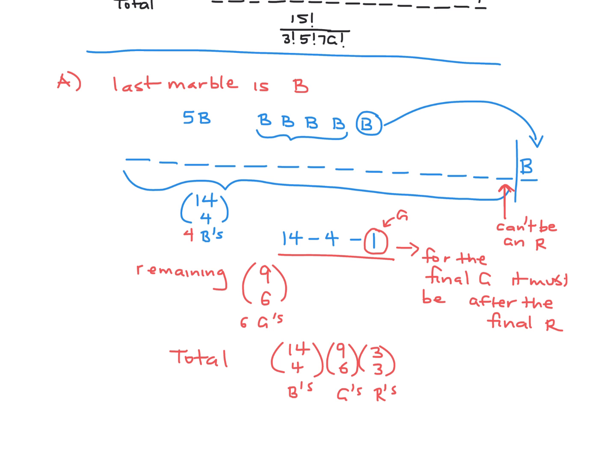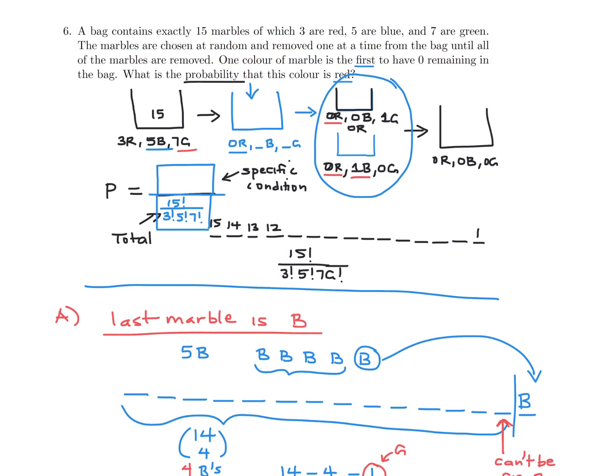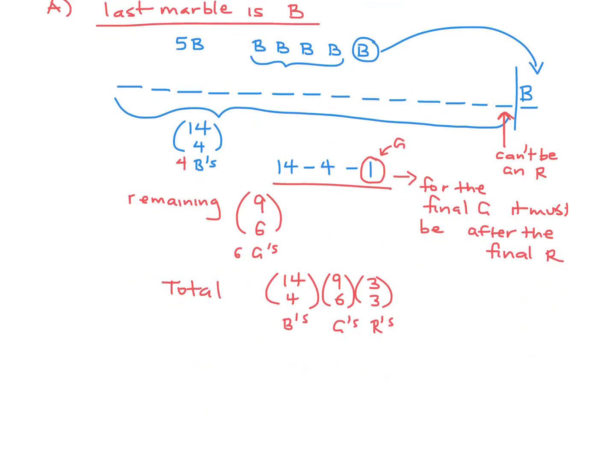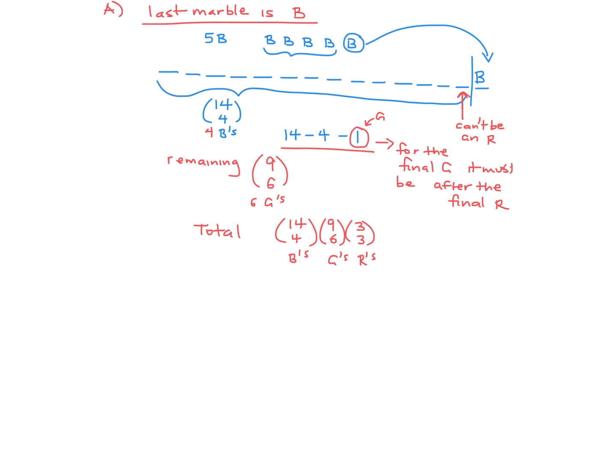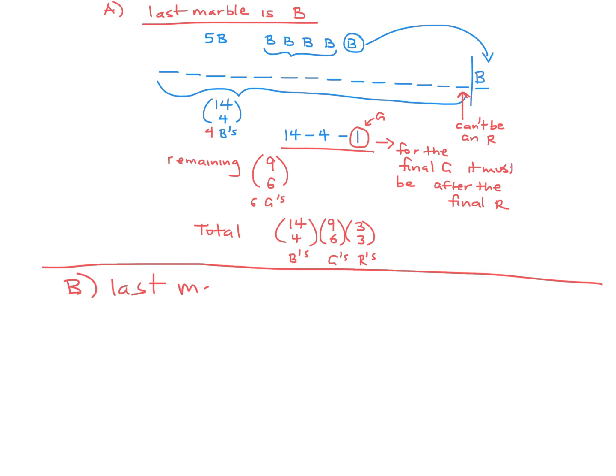Okay, so now we have to do the same thing, but this time the last marble needs to be green. So it's very similar to what I just did. Hopefully the second time it won't be as difficult to understand. So the second scenario is the last marble is green. Same thing, very similar.